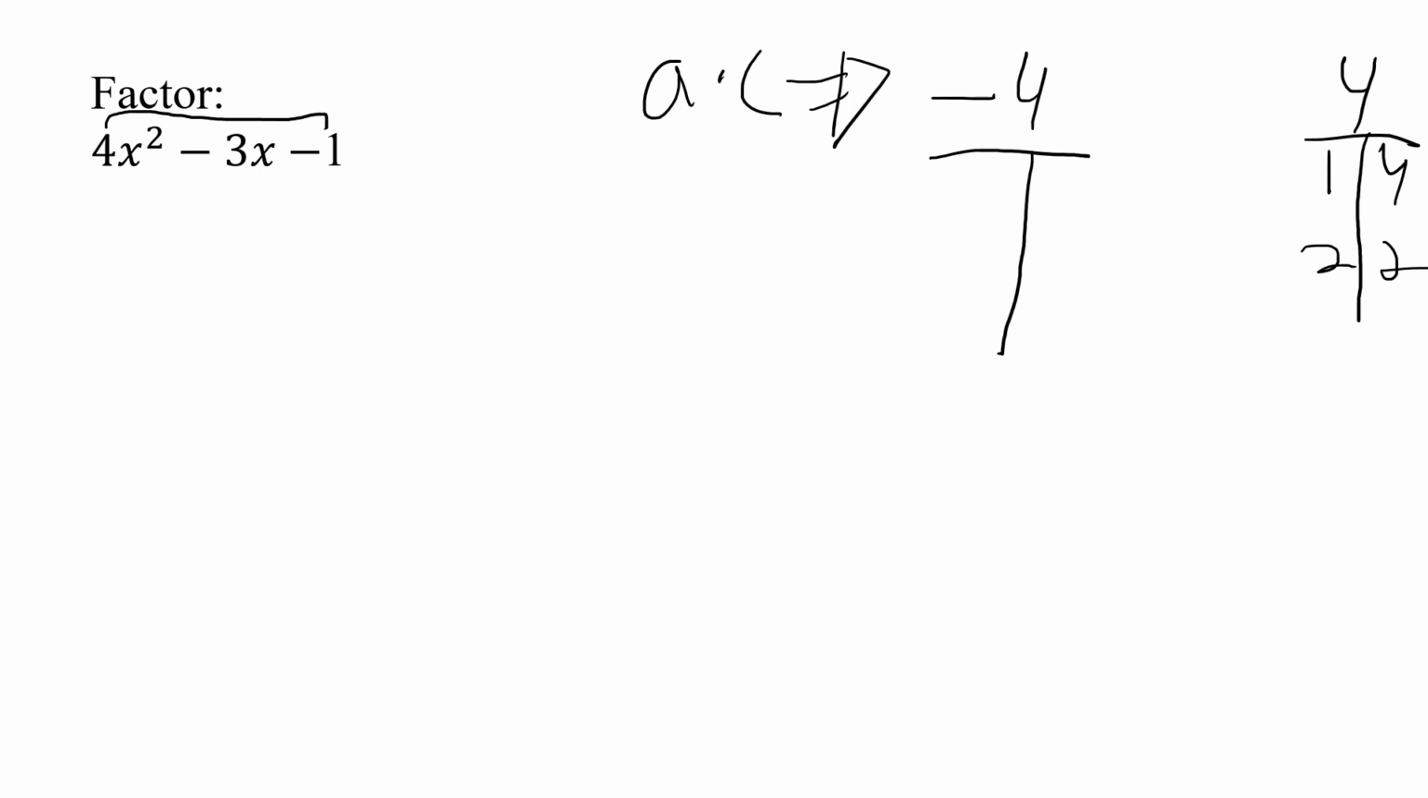Which one does it have to be? Well, it needs to be the greater one. It needs to be negative 4, because 4 minus 1 is positive 3, but 1 minus 4 is negative 3. So we need the bigger number. When B is negative, we need the bigger number to have the negative. When B is positive, we need the smaller number to have the negative. All right, so we found our factors.